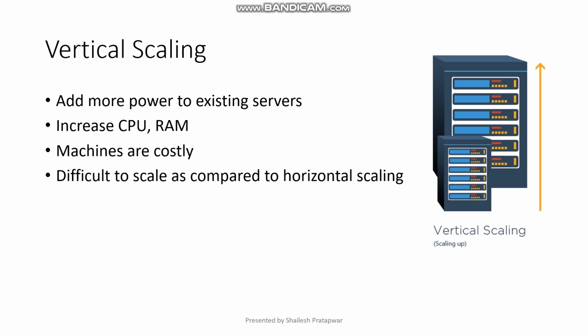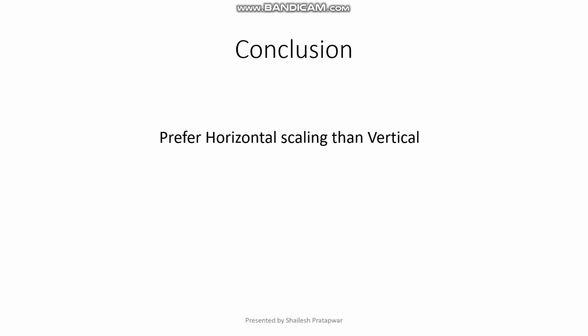Then, this scaling type is difficult to scale as compared to horizontal scaling. Why? Because ultimately there comes a hardware limit. You cannot just put 100K traffic on a single server. There comes a hardware limit at the end. So the conclusion is you need to prefer horizontal scaling over vertical scaling.